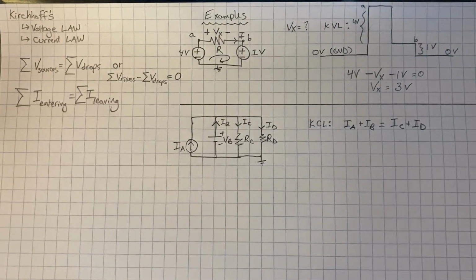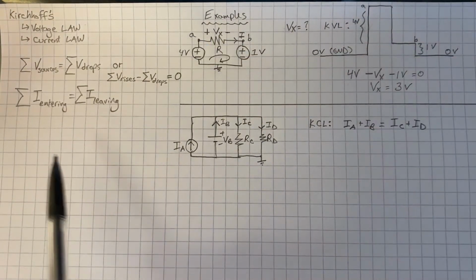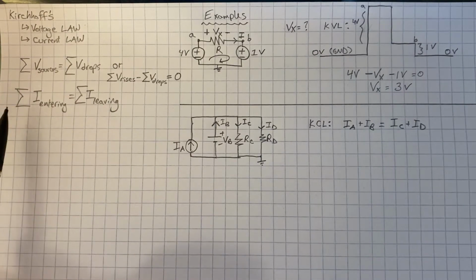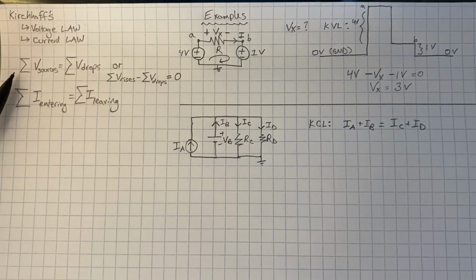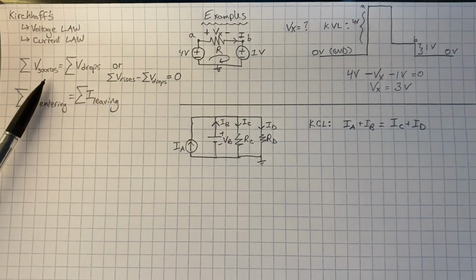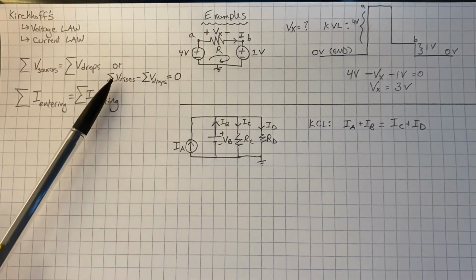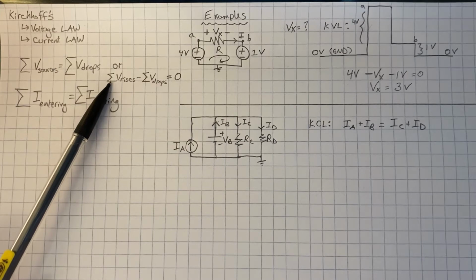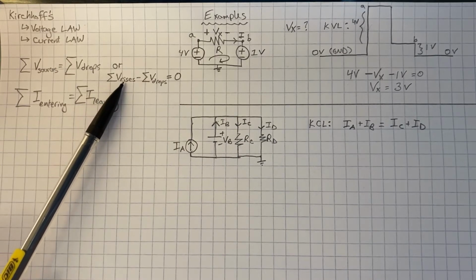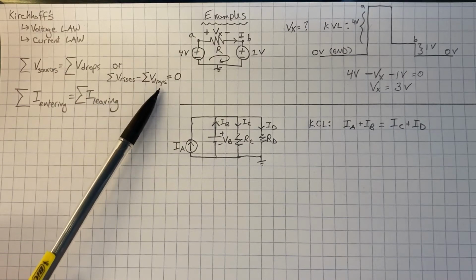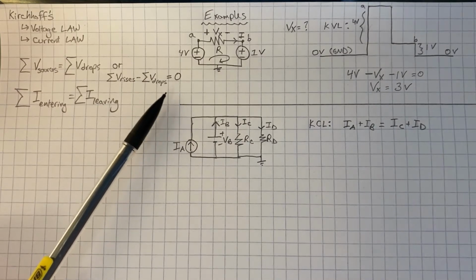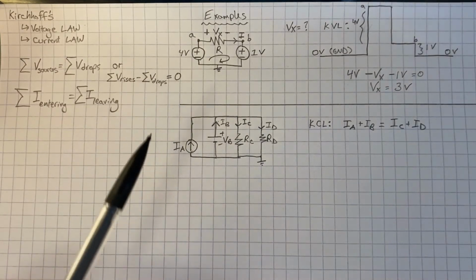At the very foundation of electronics, there's only really two laws that govern your circuit solving techniques. The first one is Kirchhoff's voltage law, which states the sum of all the sources is the sum of all the drops in a loop of the circuit. Another common form you'll see is the sum of all the rises minus the sum of all the drops is zero, which comes in handy for certain solving problems.